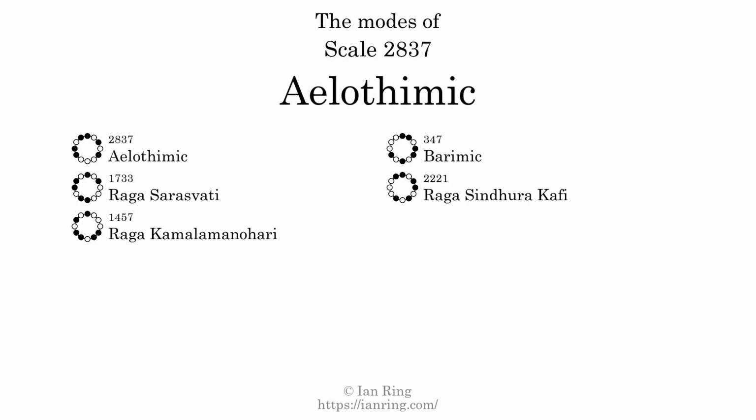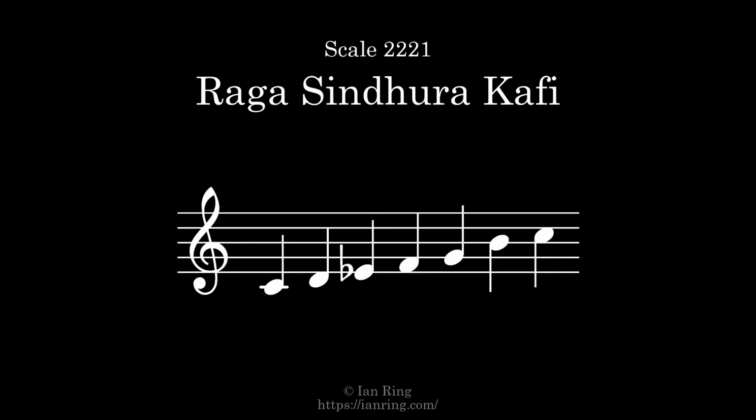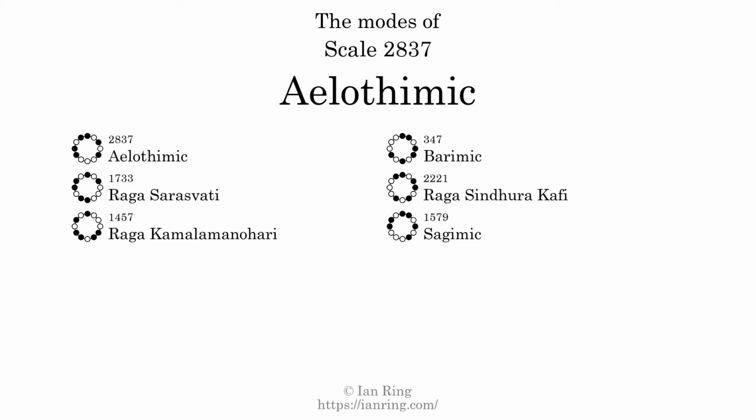The fifth mode is scale 2221, also known as Raga Sindhura Kafi. It sounds like this. The sixth and last mode is scale 1579. Also known as Sajimic. It sounds like this.